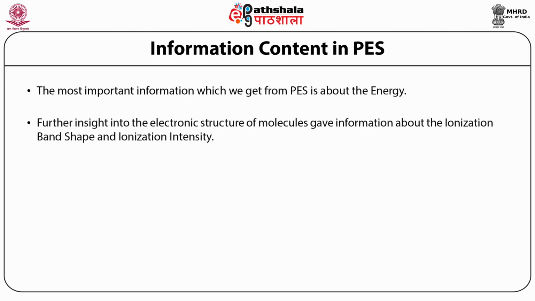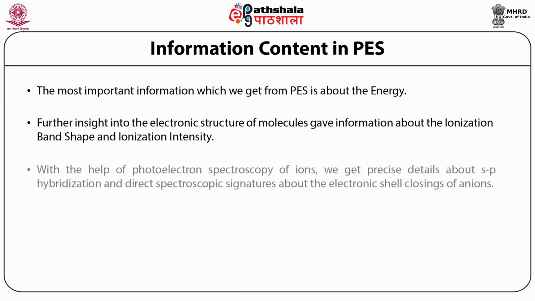Further, it gives insight into the electronic structure of molecules, and information about the ionization band shape and ionization intensity. With the help of photoelectron spectroscopy of ions, we get precise details about sp hybridization and direct spectroscopic signatures about the electronic shell closing of anions.